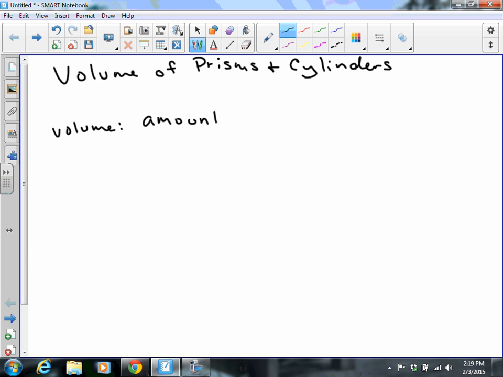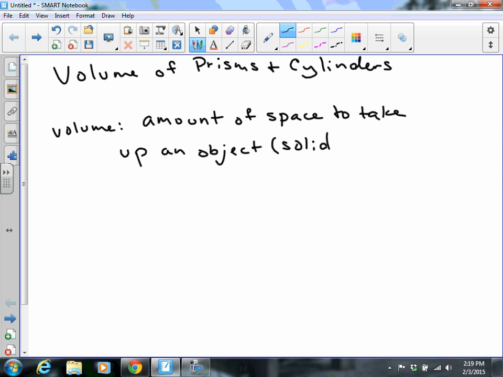So volume is the amount of space that an object takes up, or you can think of it as a solid. My measurement for volume is going to be in units cubed. If I'm filling something up with water, that's three-dimensional, I can't have something flat going in there. It's in 3 dimensions, so we've got our units cubed.